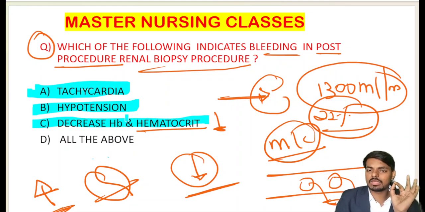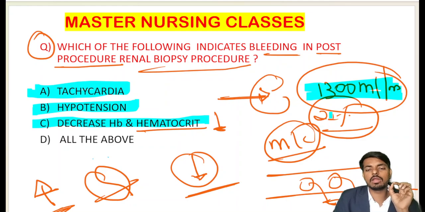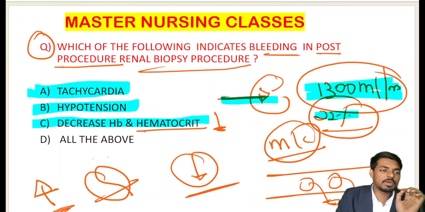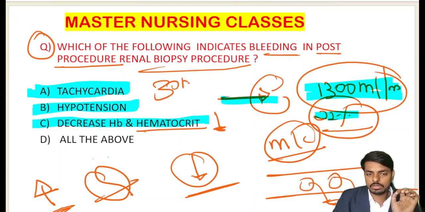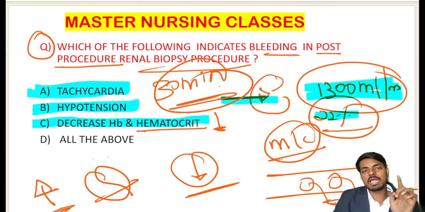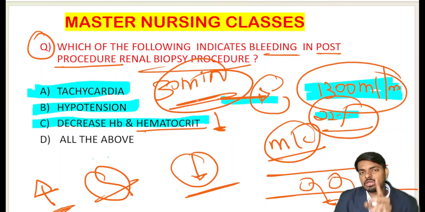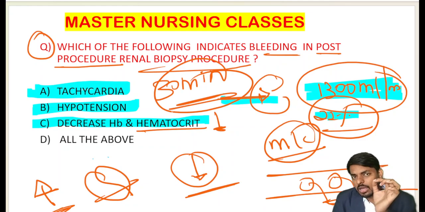This is because we are pricking with a needle a vital organ which receives 1300 ml of blood per minute, or 22% of the cardiac output. So that organ bleeds a lot. In order to prevent that, after the procedure we need to maintain pressure compression for 30 minutes. And as a nursing officer we need to advise the patient to stay in bed for 2 to 6 hours. Strict bed rest is advised to prevent bleeding inside the kidney.